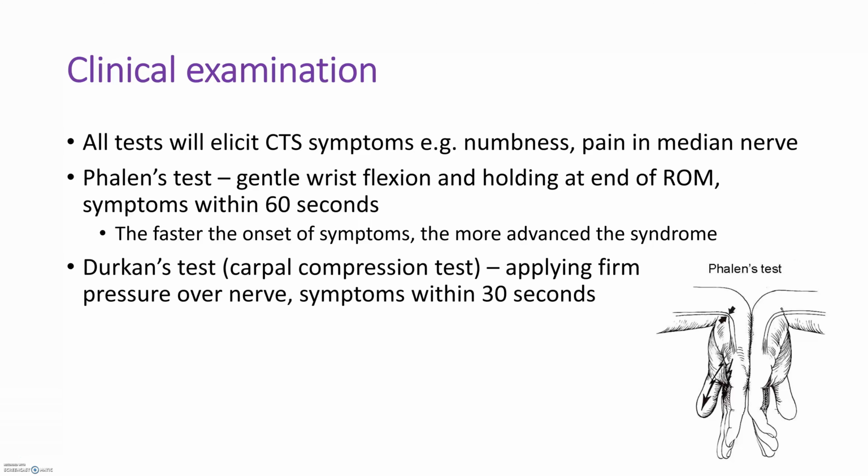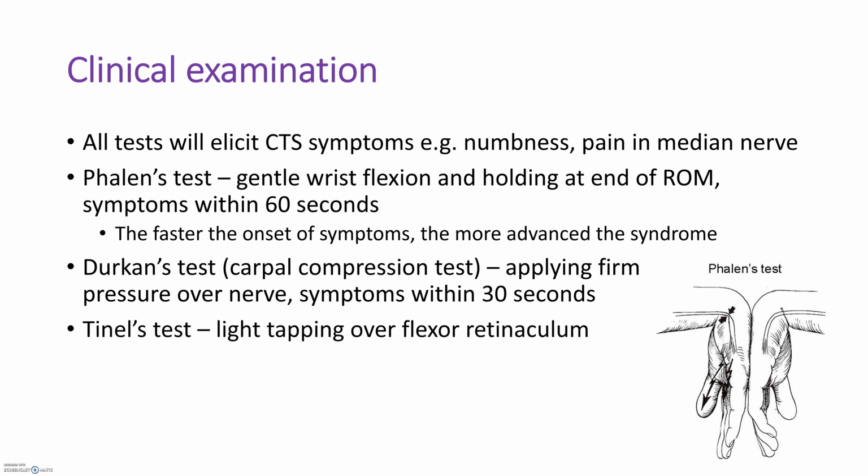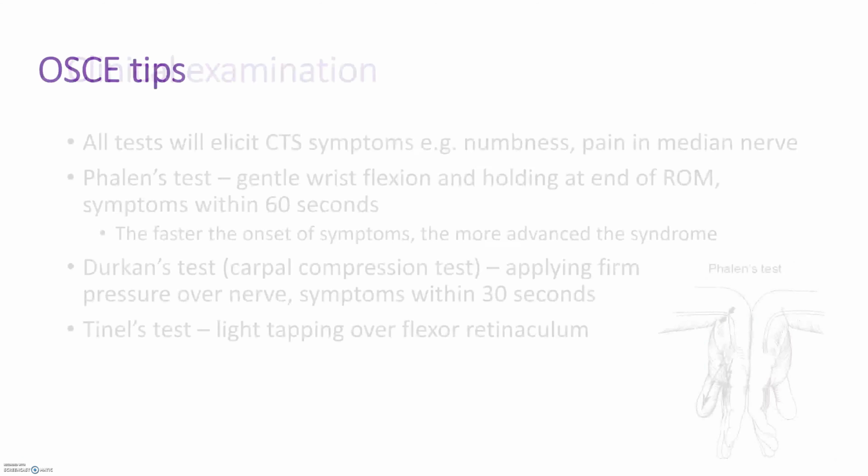Another test is Durkan's test, which is a carpal compression test, where firm pressure is applied over the nerve and symptoms may be seen within 30 seconds. Another test that's done is Tinel's test. We can have light tapping over the flexor retinaculum to produce the symptoms.